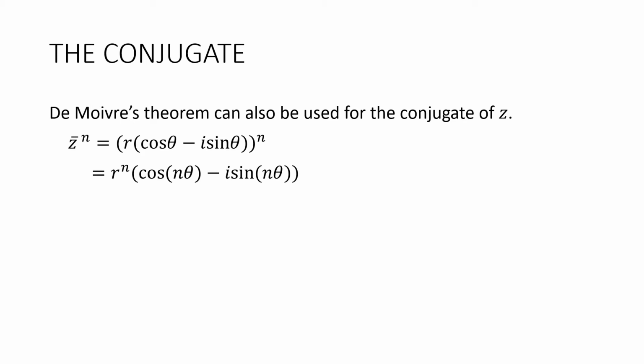All right, I'm going to do something sneaky. Have a look at this line. Instead of n theta, I've got negative n theta. Instead of n theta here, I've got negative n theta, but I've adjusted this sign. How can I do that?